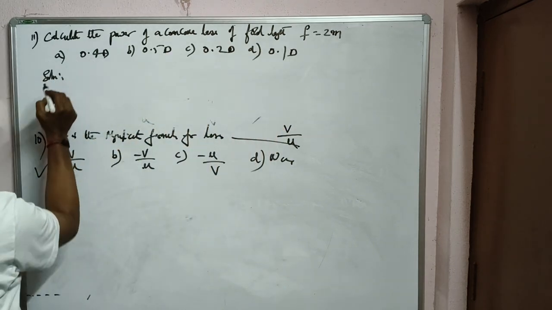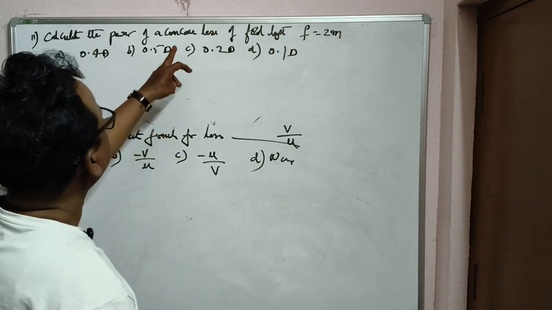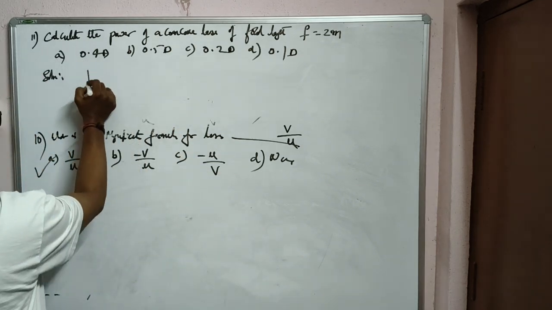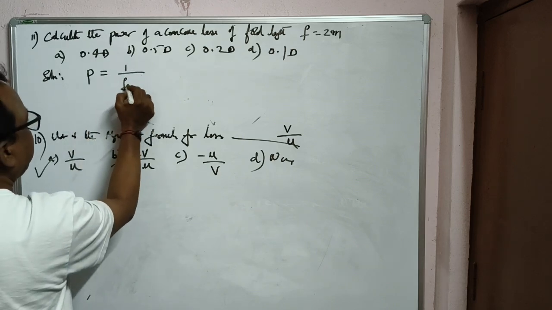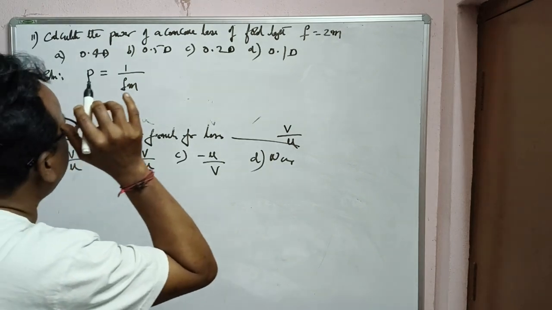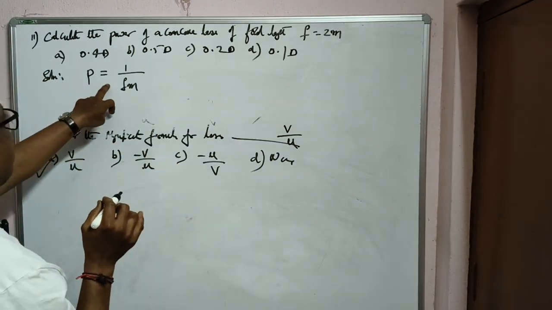So solution is in this. Already I gave the formula. For lenses I told you power is equal to what? 1 by F in meters. Okay. Power is given by, for lenses.